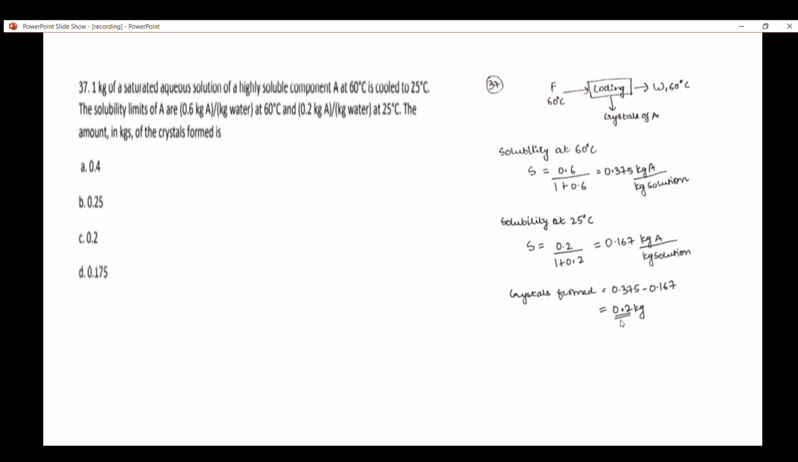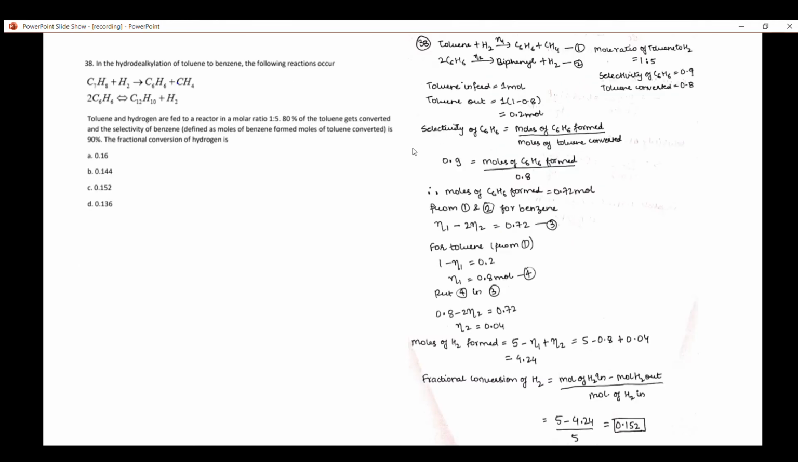is 0.2 kgs. In hydrodealkylation of toluene to benzene, the following reactions occur. Toluene to hydrogen ratio is 1:5. 80% of the toluene gets converted, and the selectivity of benzene is 90%. So we have to find out the fractional conversion of hydrogen. So fractional conversion of hydrogen is the hydrogen consumed upon moles of hydrogen at the inlet.